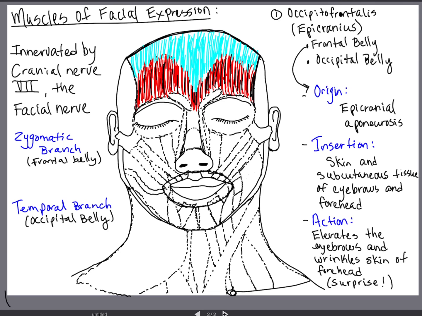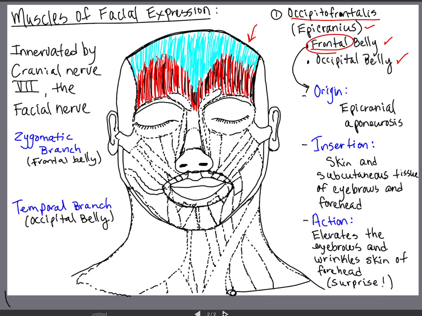So the first muscle is the one indicated here in red and blue. Particularly red is the area where the muscle fibers are located. Blue is the aponeurosis. So this muscle is called the occipitofrontalis. Other books also call it the epicranius. It has two bellies, a frontal belly and an occipital belly. In this view, you're looking at the frontal belly.